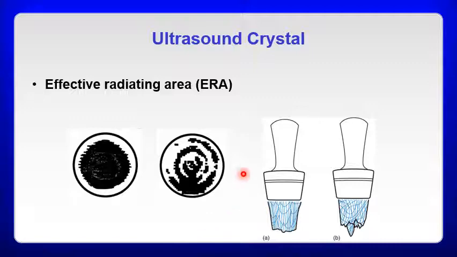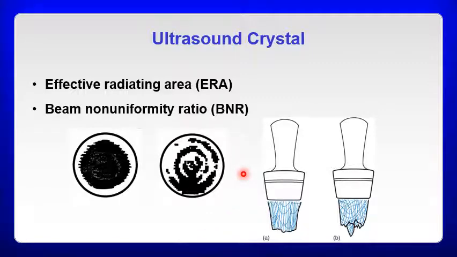Another one is what's known as the beam non-uniformity ratio, and that's what you're looking at over here. The beam non-uniformity ratio is the ratio between the average intensity and the peak intensity. So you basically take the spatial peak intensity over the spatial average intensity. What this does is, the lower the BNR, the less risk you have of developing what are called hotspots.